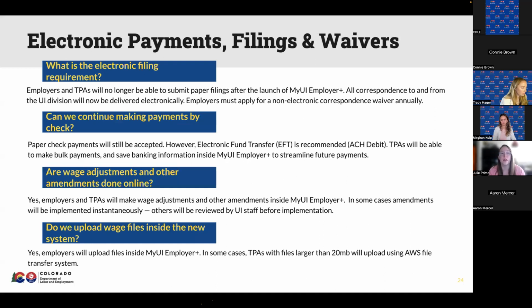What is the electronic filing requirement? So employers and TPAs will no longer be able to submit paper filings after the launch of MyUI Employer Plus. All correspondence will be electronic, but employers can apply for that non-electronic correspondence waiver. That paper waiver can be applied for in the system, or you can call and talk to staff and they can do it right over the phone.